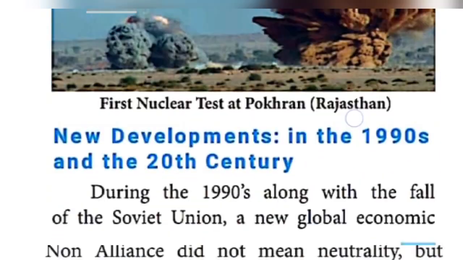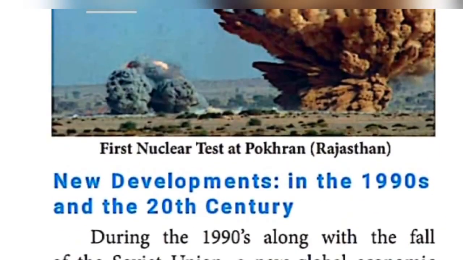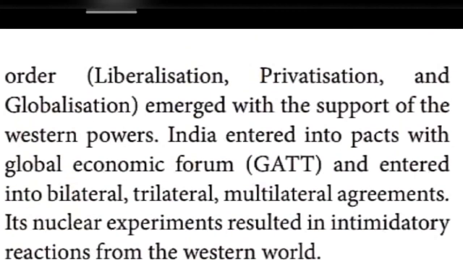Next, what is given, in the sense, new developments. New developments in the 1990s of the 20th century. What other things happened during the 1990s along with the fall of the Soviet Union, in the sense Russia? A new global economic order emerged. That was liberalization, privatization, and globalization.